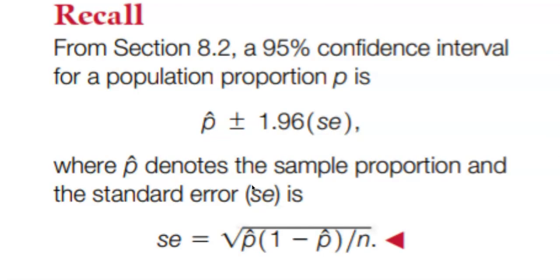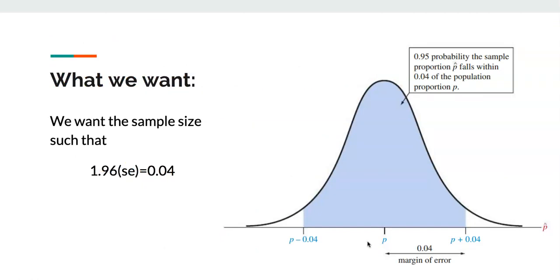Recall that formula. For population proportion, the standard error formula is this one down here. Highlight this, circle this, because we're going to use this formula, plug in everything we know, and solve for the letter n. All right, so here's what we want. We want 1.96, and you know where that came from. That's the z-score for 95% confidence level. 1.96 times standard error to be 0.04. This is the margin of error. We want the margin of error to be 0.04.